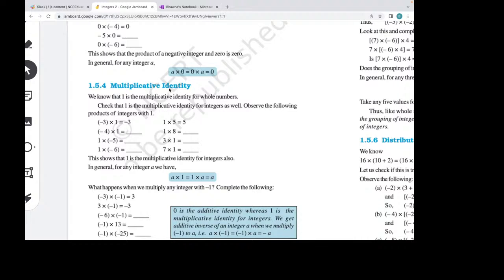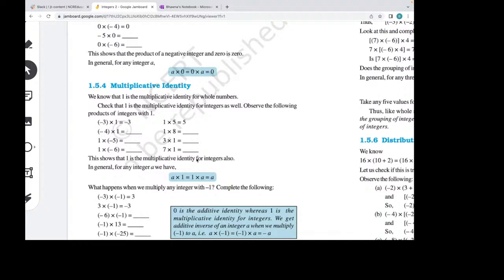If you multiply 1 with them, let's say we have some examples on the screen. Minus 3 multiply 1 is minus 3, minus 4 multiply 1 is minus 4, 1 multiply minus 5 is minus 5. So you have to multiply by 1 in order to get the same number. This shows that 1 is the multiplicative identity for integers also. So if somebody asks you what the multiplicative identity for integers is, you say that it is 1.